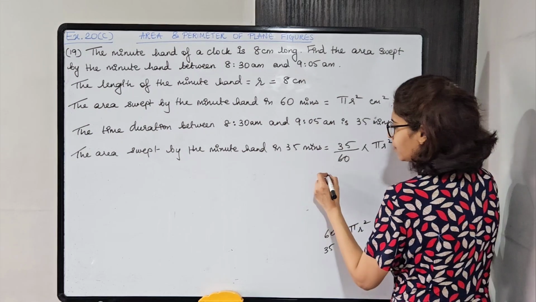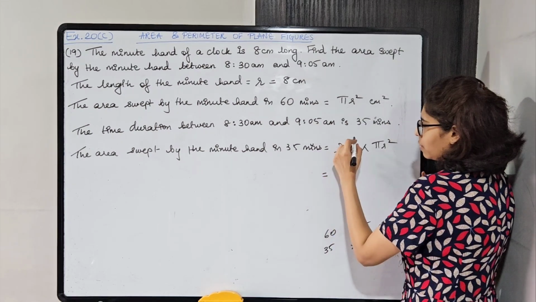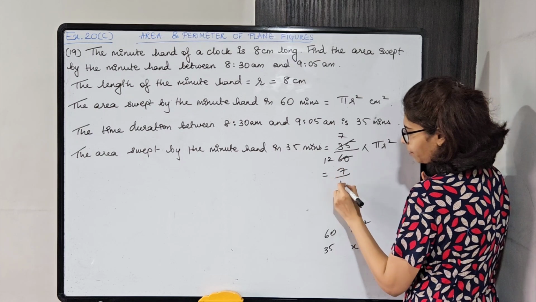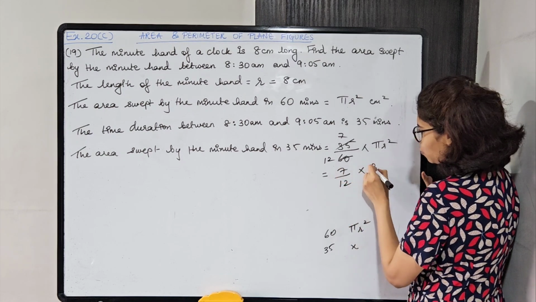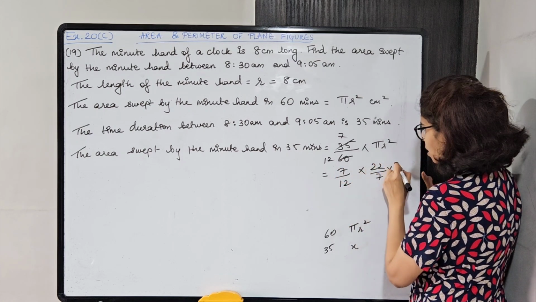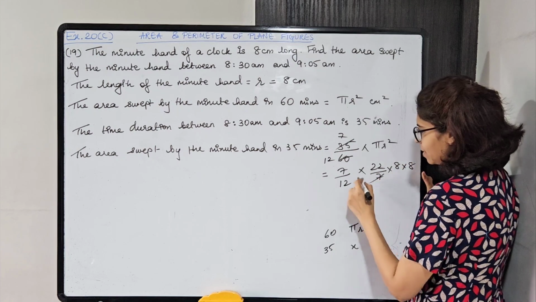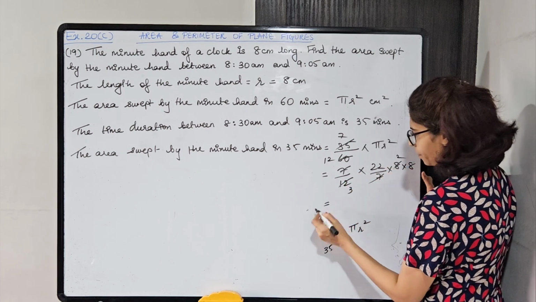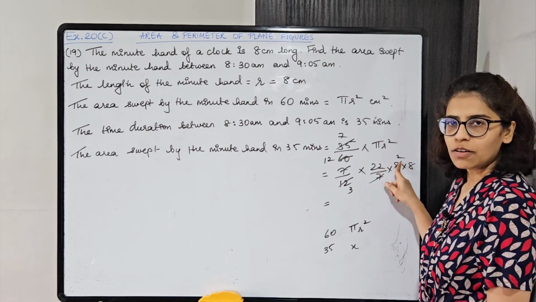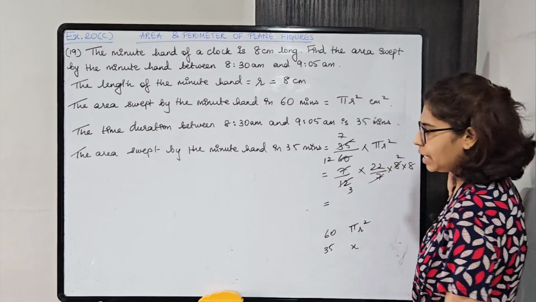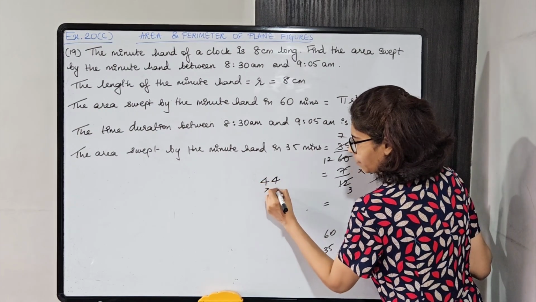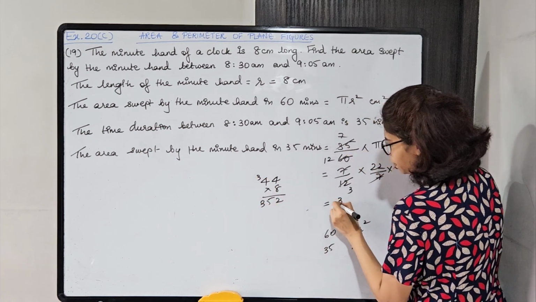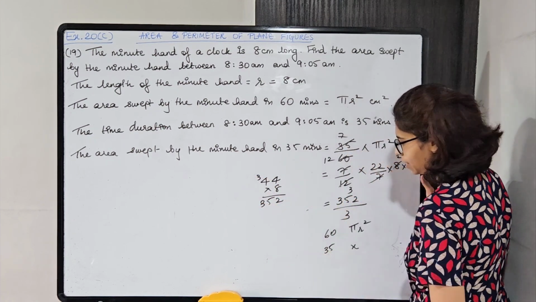ओके. सो 5 7 जा 5 12 जा, पाई और आर का वैल्यूज पुट करते हैं. 22/7, आर इज 8. ओके. 7 7 कैंसिल हो जाएगा. 4 3 जा 4 2 जा, 22 2 जा 44. 44 इंटू 8, 8 4 जा 32, ये 35, 352 डिवाइडेड बाई 3 है. ओके.